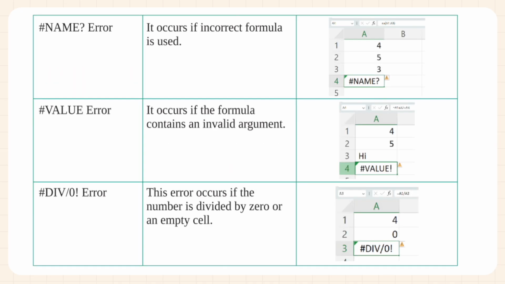The #NAME? error occurs if an incorrect formula is used. The #VALUE! error occurs if the formula contains an invalid argument. The #DIV/0! error occurs if a number is divided by 0 or an empty cell.